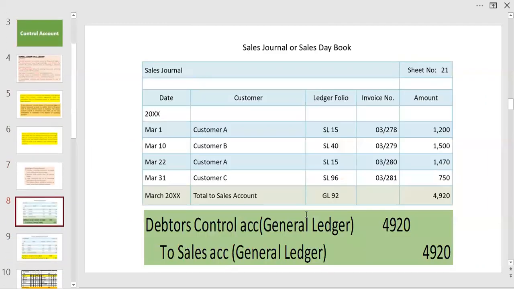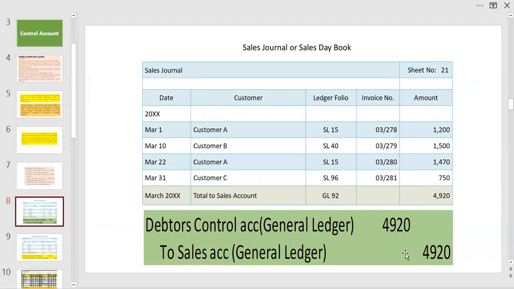Look at this sales journal or sales daybook, wherein individual transactions, say customer A 1200, are directly posted to his individual account in the subsidiary ledger. Similarly, every transaction. And at the end of the period, maybe monthly or weekly, for the total sales figure, which is 4,920, a journal entry is passed: debtors control account debit, sales account credit.